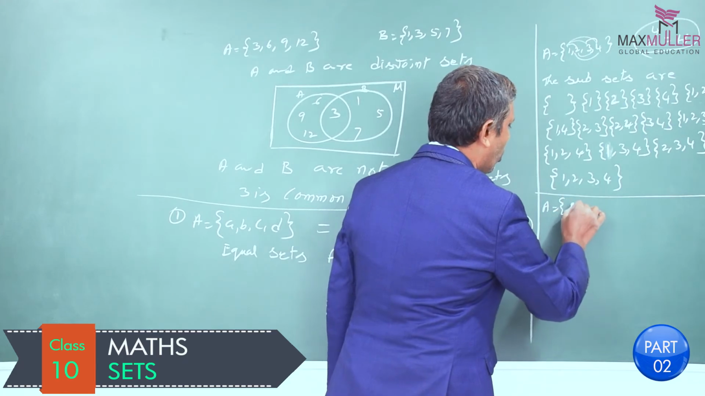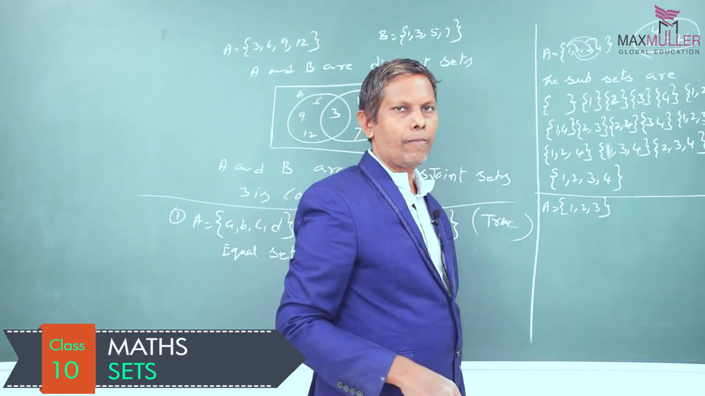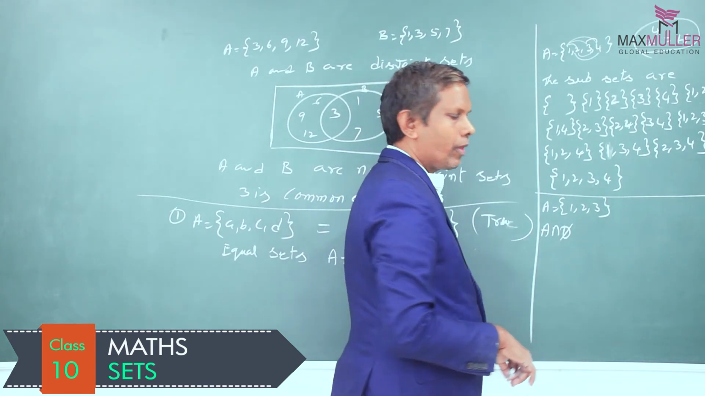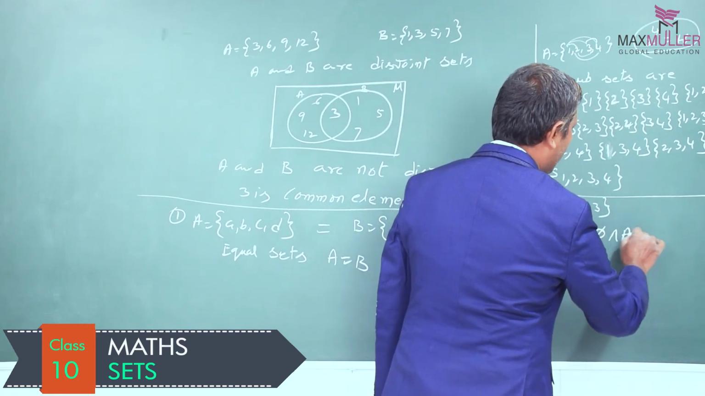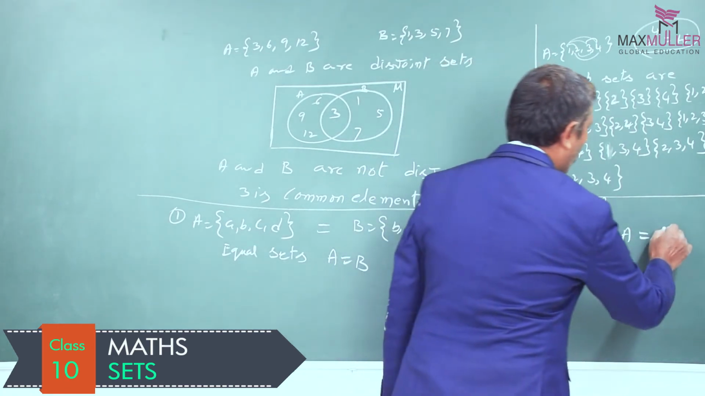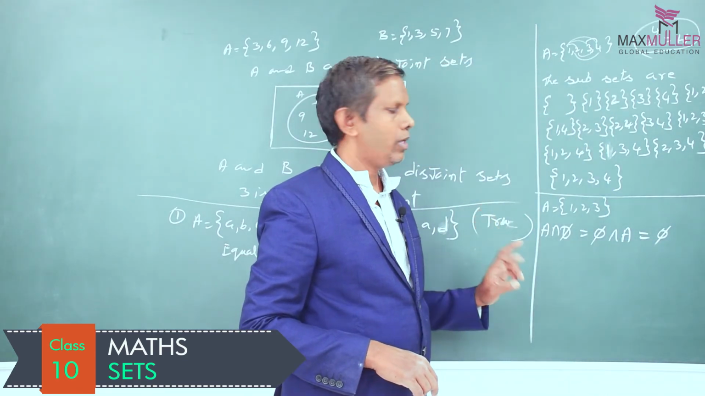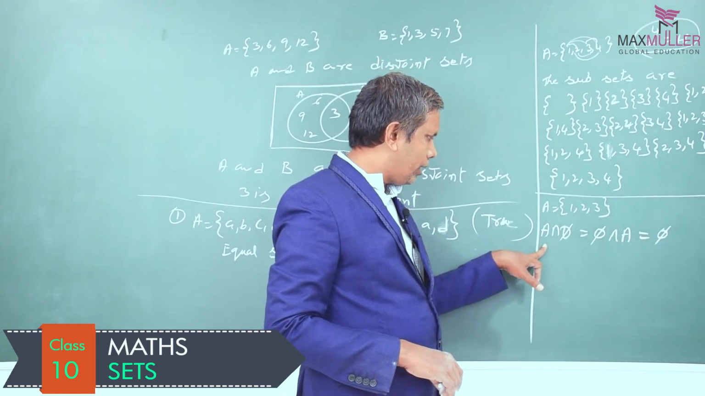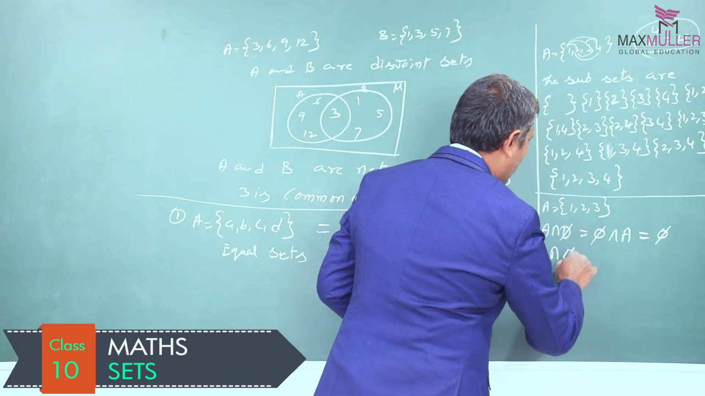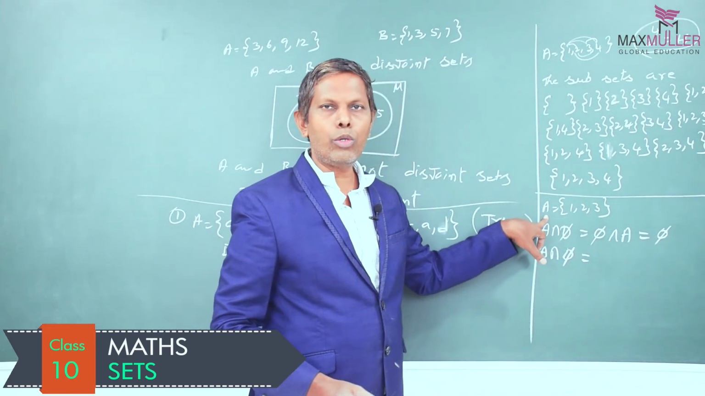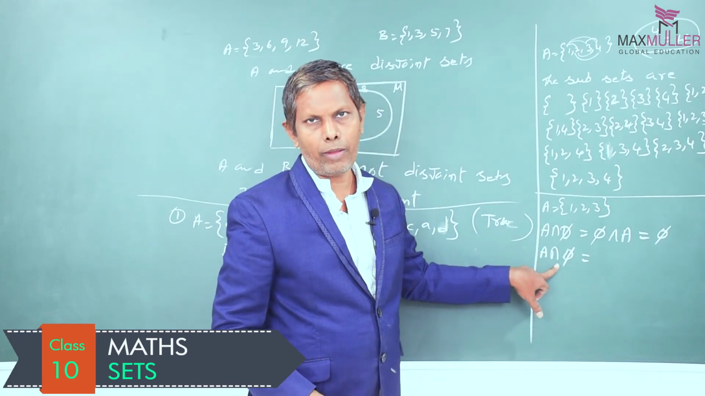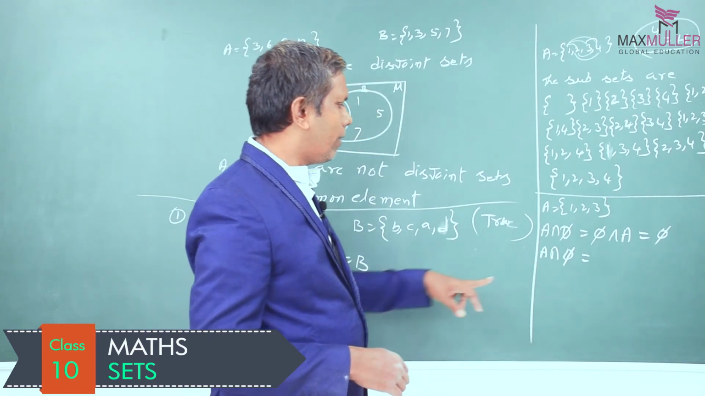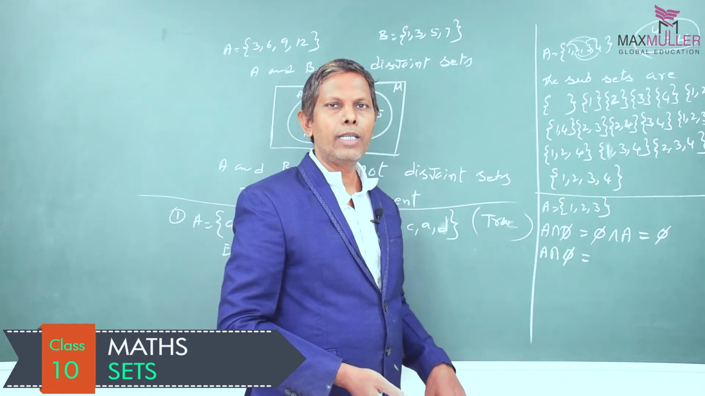Suppose one question may be framed like this, a 1 mark question. A is equal to 1, 2, 3. They are asking: show that A intersection phi, phi intersection A is equal to phi. First I am taking A intersection phi. Sir, in this question they gave A, but we don't know about phi. Don't ask like that. Phi is nothing but the empty set, so whether they give it or not, you can write phi is the empty set.